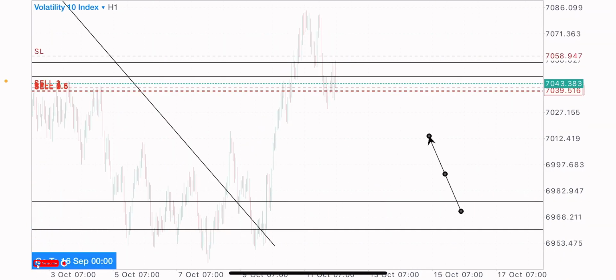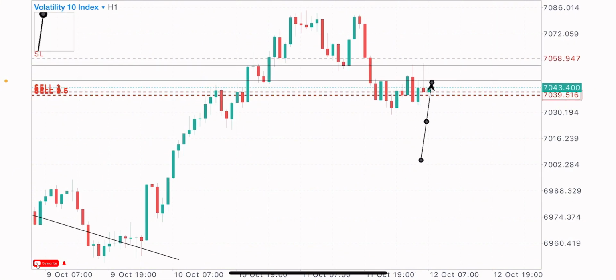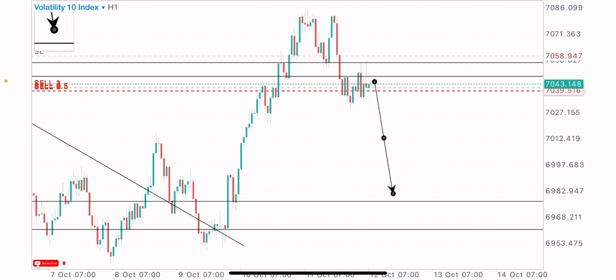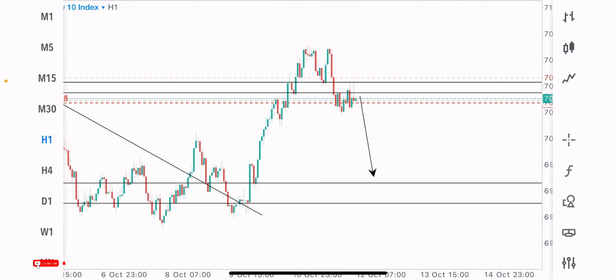So the sells expected on this index, we can see on the 1-hour time frame that we got this pin bar formation, this candlestick formation, which is a bearish formation. So I'm expecting the sells to follow up on this index, and we got a double top formation, which is a bearish reversal pattern formation at this zone. We got a double top formation at this point.